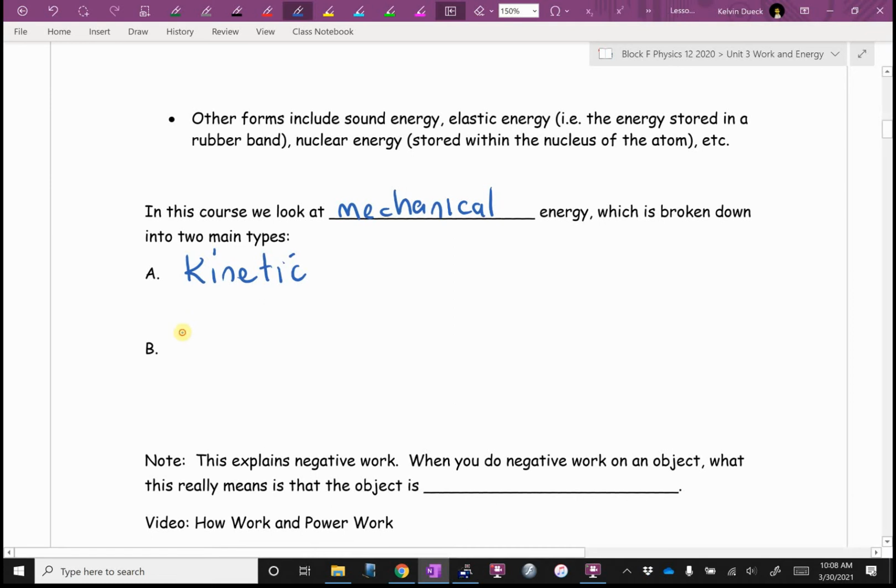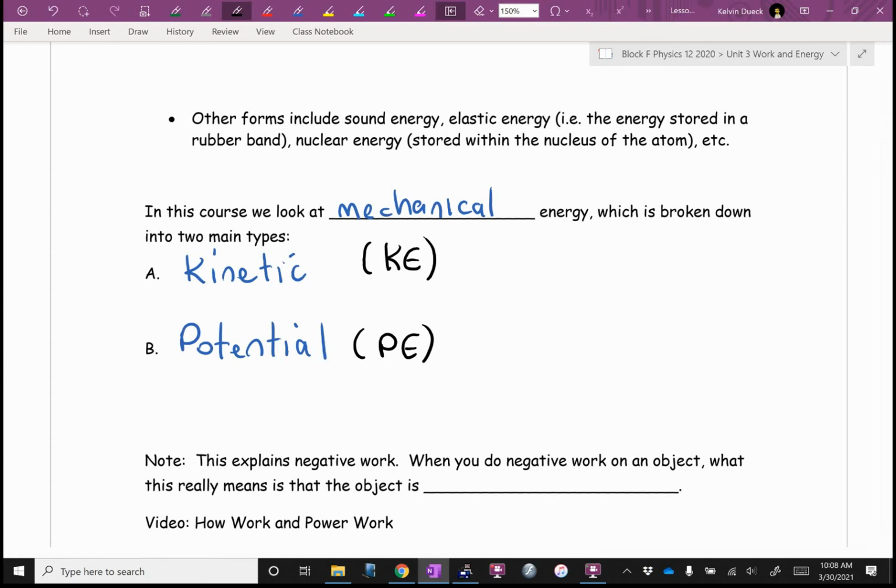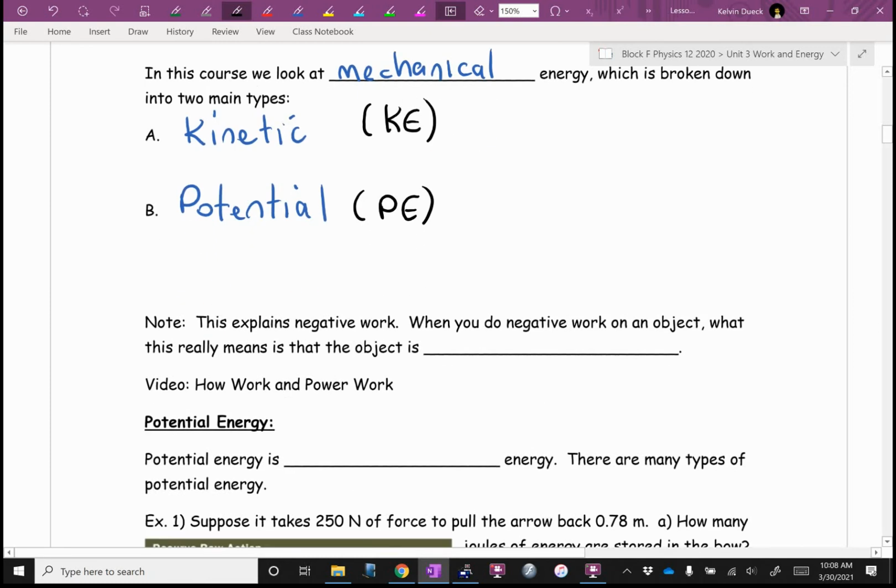And potential energy, stored energy. My abbreviation for kinetic is KE. My abbreviation for potential is PE. And that's when you saw that PE on your formula sheet as well. That was potential energy. By the way, this is what explains negative work. When you do negative work on an object, what that really means is the object is losing energy. Positive work, the object is gaining energy.